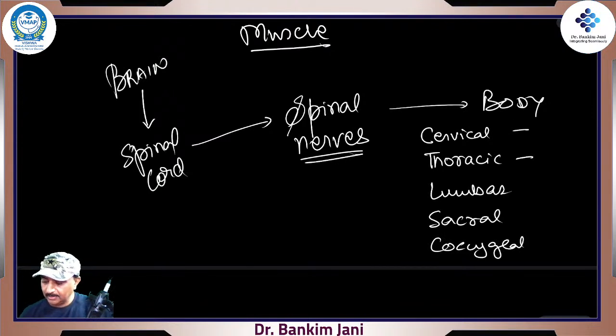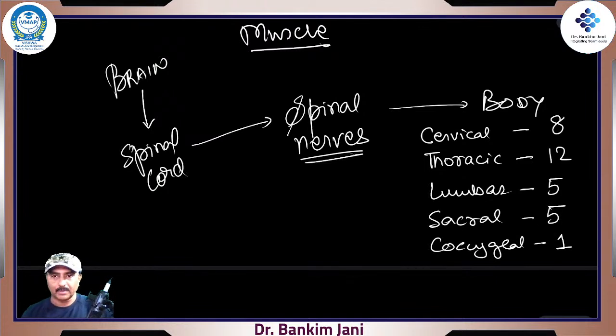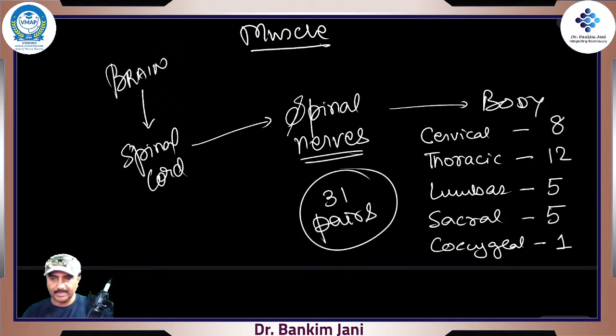These are the spinal nerves. From cervical there would be 8 spinal nerves coming out. Thoracic obviously 12, lumbar 5, sacral 5, and coccygeal 1. That gives us 31 pairs because they emerge from both sides, right and left. So there are 31 pairs of spinal nerves.